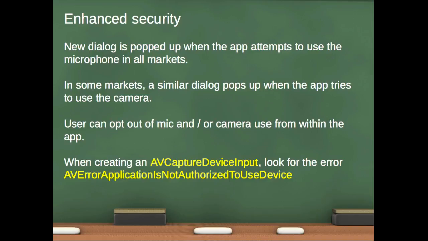So what happens then in subsequent attempts when the app tries to create an AV capture device input after it's been denied? Well, there's going to be an error. And that error is AV error application is not authorized to use device. So we need to look for that error now because of these more restrictive secure dialogs that the user has presented.